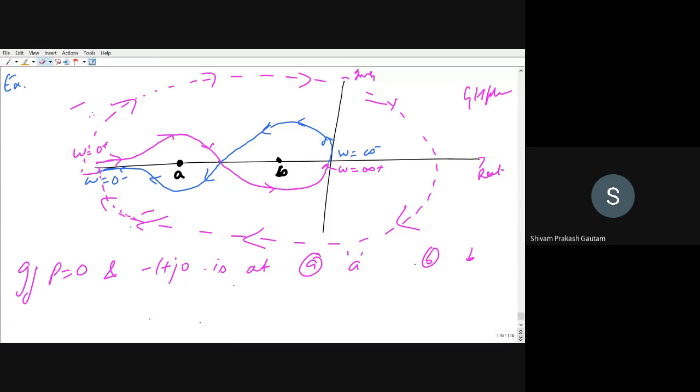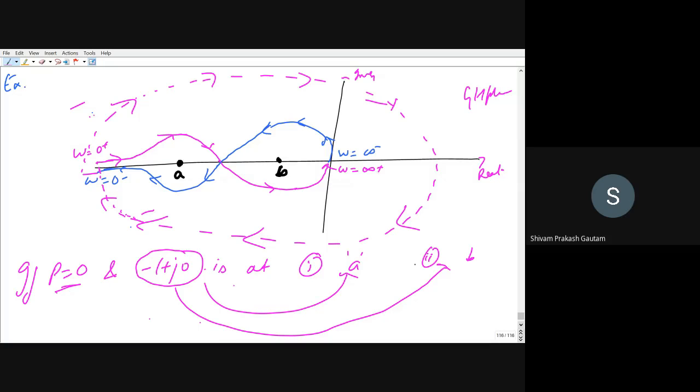If this is getting confusing, let me remove A and B, and let me write 1 and 2 here. Now, one by one we have to consider each case. Suppose for the first case, if minus 1 plus J0 is lying here, then in that case, we have to determine the stability for P is equal to 0. In the second case, we have to assume that our point is at B. Have you understood the problem? Yes, sir. Okay.